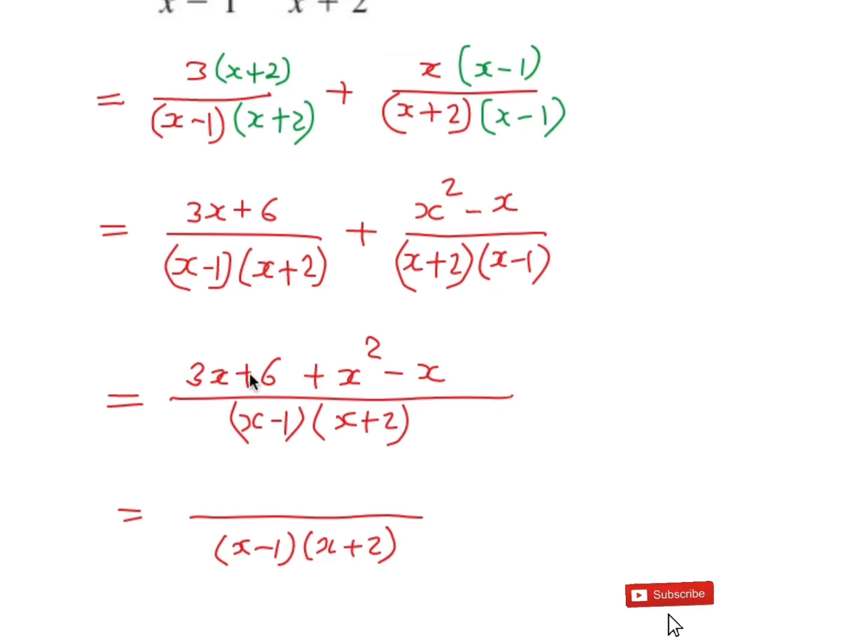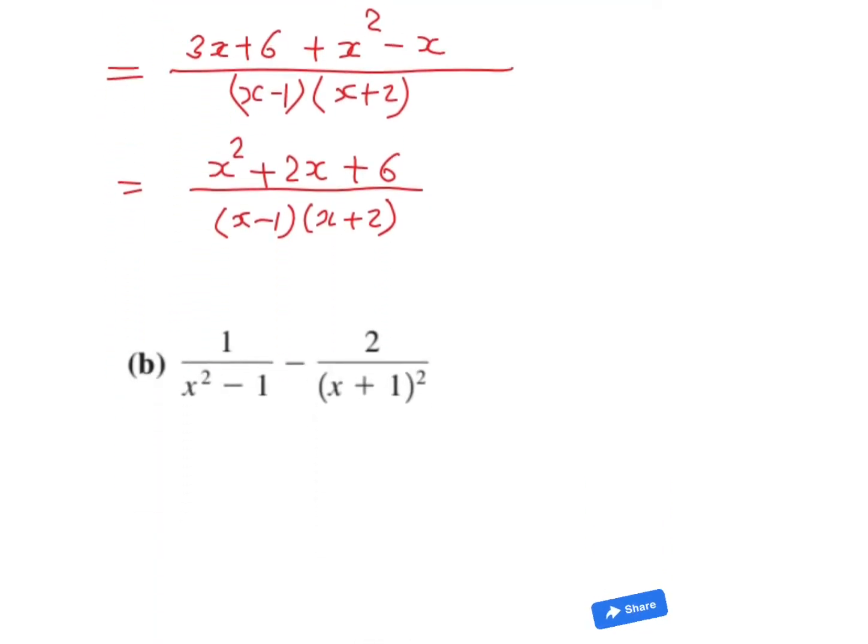and here we can rearrange and combine like terms. So we can write the highest power x square, and 3x and this minus x are like terms, so we can combine: 3x minus x is 2x. Just imagine 3 minus 1, which is 2, and plus 6, and this is the answer.